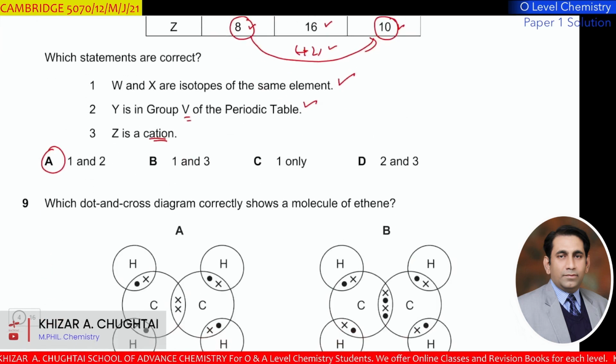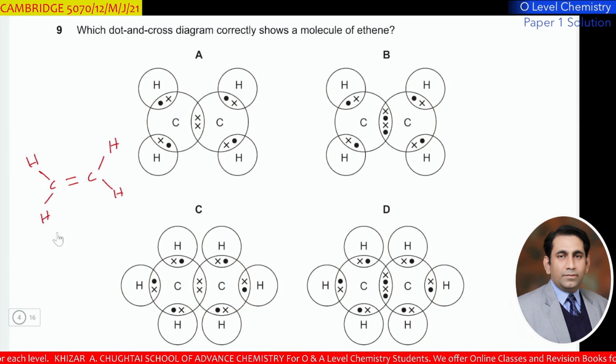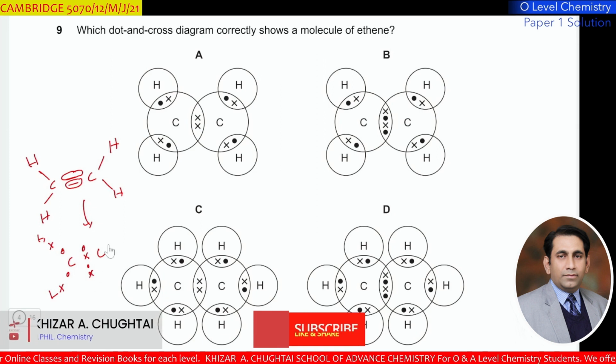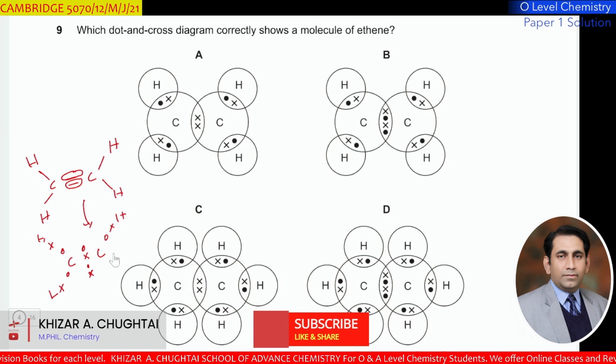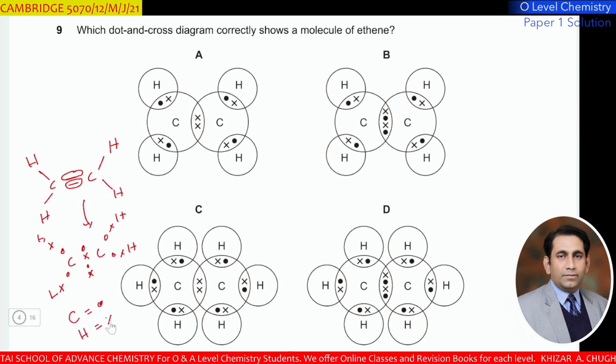Okay, now come to the next one. Question number 9. Which dot and cross diagram correctly shows a molecule of ethene? I'm going to write it over here. This is ethene, carbon-carbon double bond, 2 hydrogens with one carbon, and 2 hydrogens with the other carbon. Now I'm going to change it into a dot and cross diagram. Between the carbons there are two bonds, that is 4 electrons, dot and cross, and each hydrogen is dot and cross. For example, electrons of carbon are dots and electrons of hydrogen are crosses.